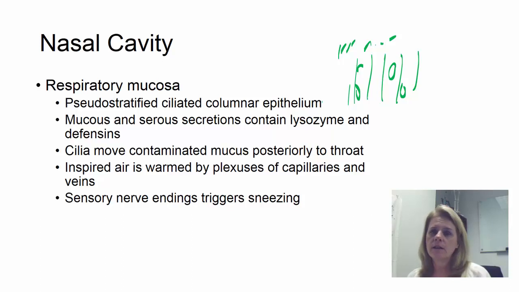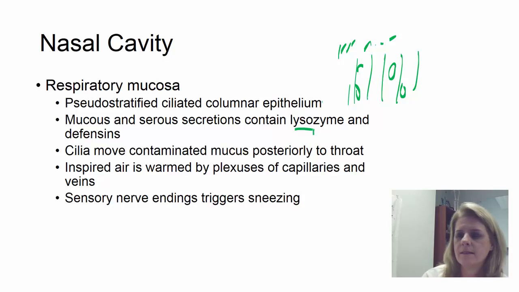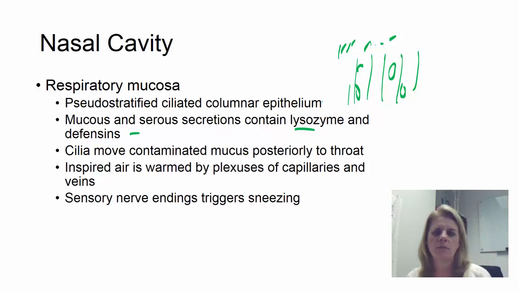You've got mucus secretions. They have things that help with your immune system, like lysozymes and defensins, which help fight off infection. Again, the cilia are going to help move things. So when dust and particles are caught in the mucus, that helps sweep it to the throat.